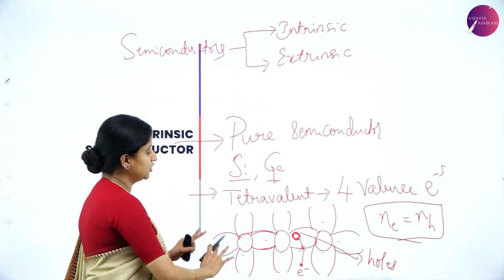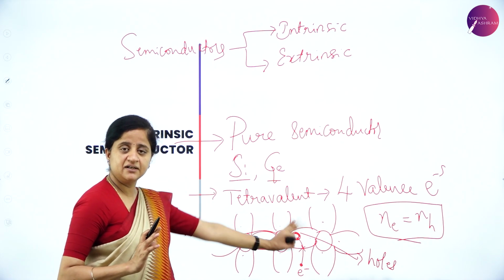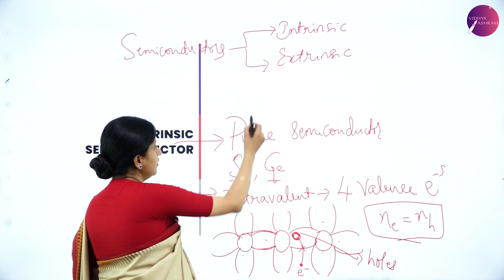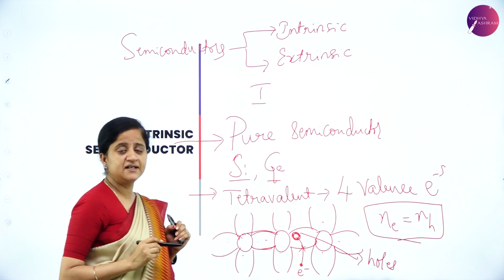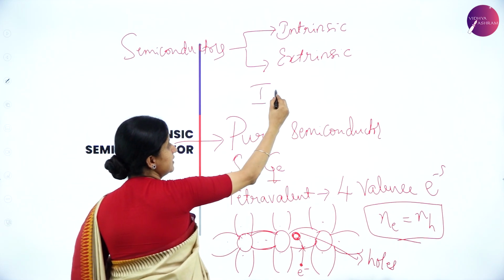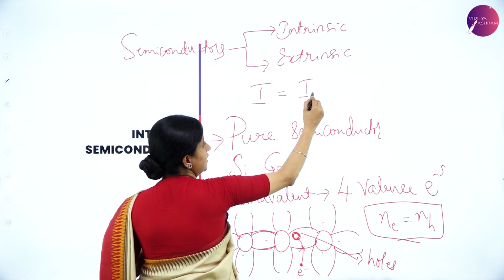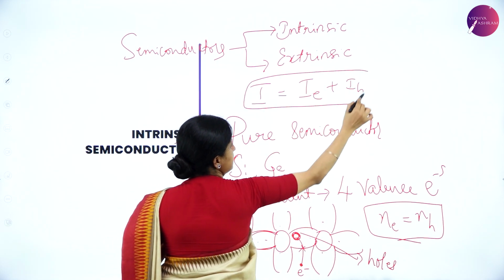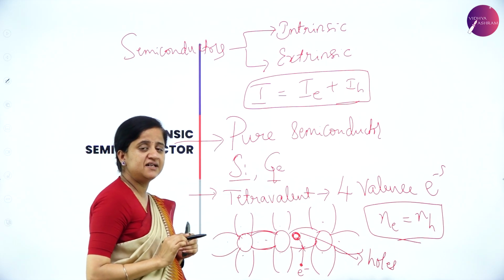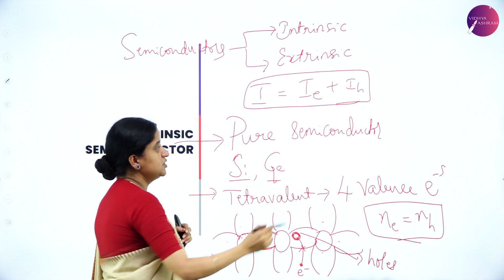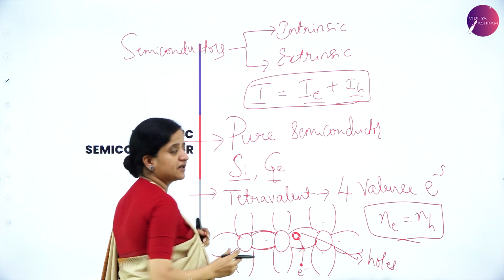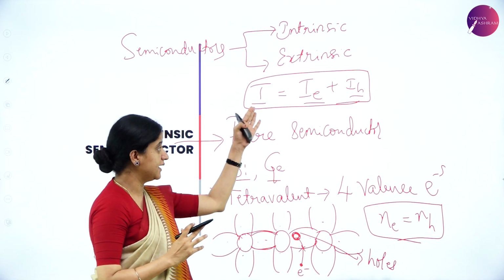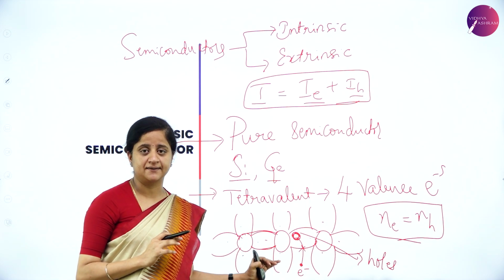Now how to find the total current? When it helps in the conduction process, there exists a current. So what is the total current in case of intrinsic semiconductor? That is denoted by I, which is equal to current due to free electrons plus current due to holes. Because as I said, holes are also positively charged, and the current due to holes plus the current due to electrons gives the total amount of current in intrinsic semiconductors.